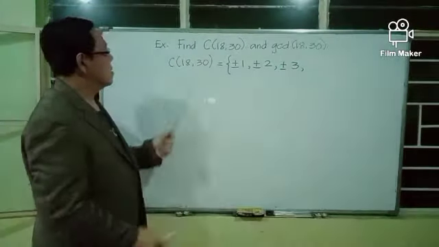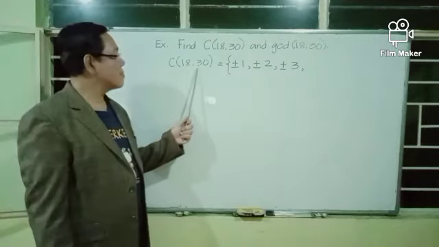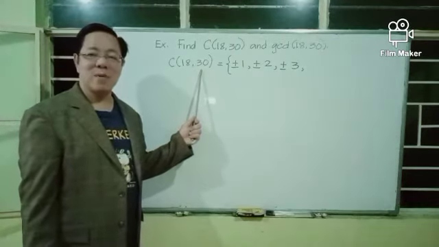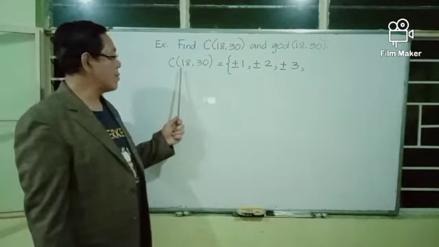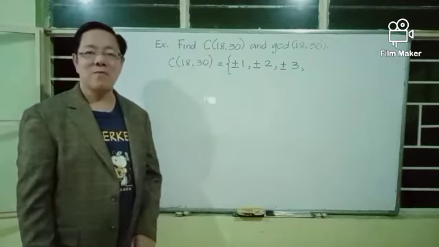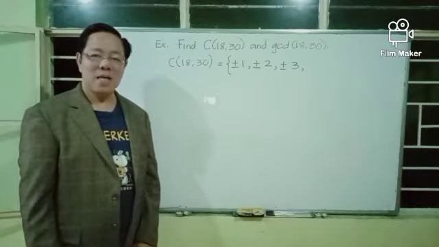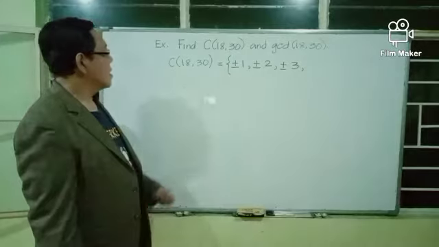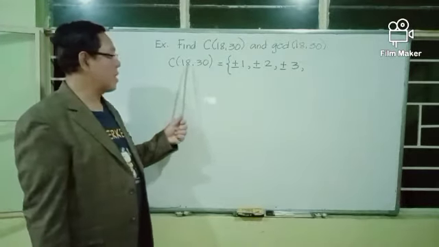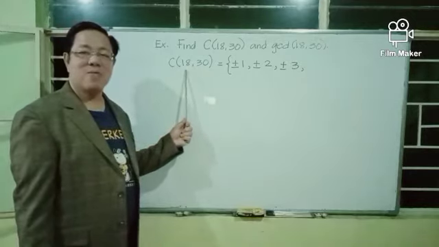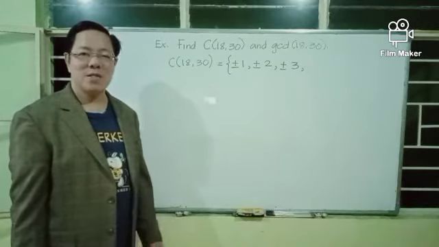Now, 18 cannot be divided by 4 exactly. Similarly, 30 cannot be divided by 4 exactly. Also, negative 4 cannot divide 18 and 30 exactly. Therefore, plus and minus 4 are not common divisors of 18 and 30. 5 can divide 30, but 5 cannot divide 18 exactly. Therefore, plus and minus 5 are not common divisors of 18 and 30.